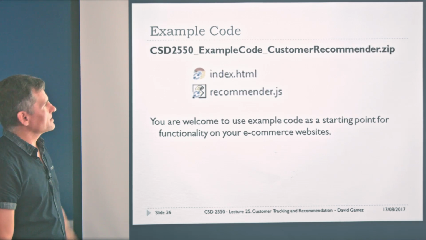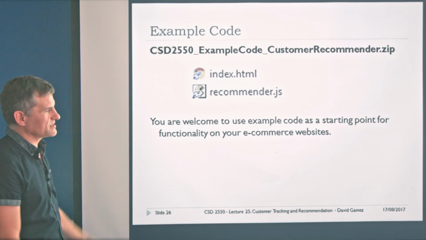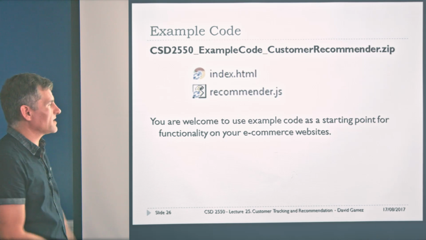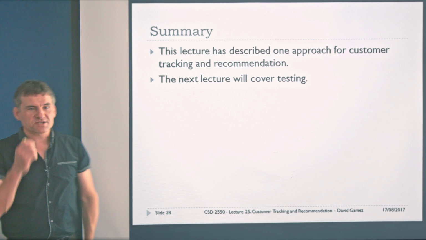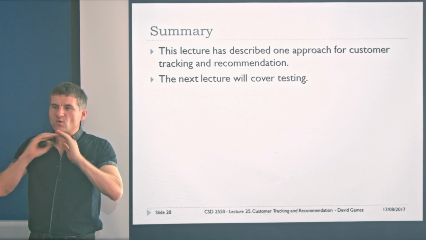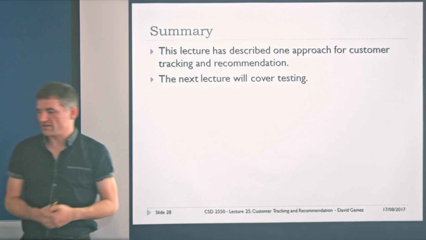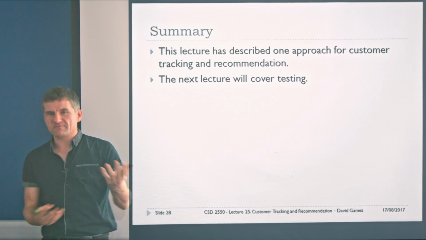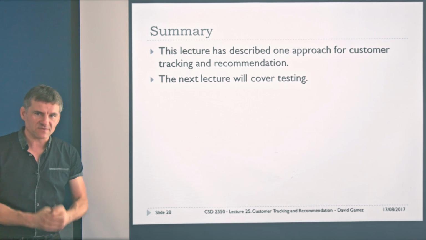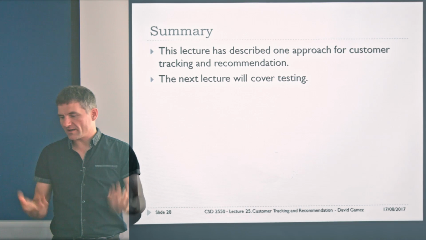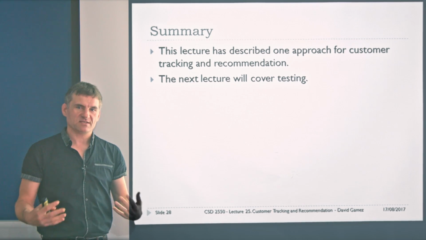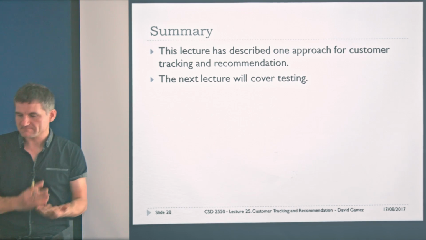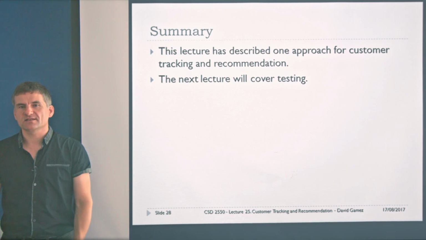Yep. So example code, as usual, is available. As I said, it doesn't fully work, so you're more than welcome to use it as a starting point, because that's all it's going to be. In this lecture, I've just given you one way in which you can do customer tracking recommendation. If you want to do deep learning or some super sophisticated statistics, that's all fine. Use your own approach, come up with your own ideas, that's great. I'm just trying to give you enough to get you started with this part of your project because there's 10 marks for it. The next lecture is going to cover testing.